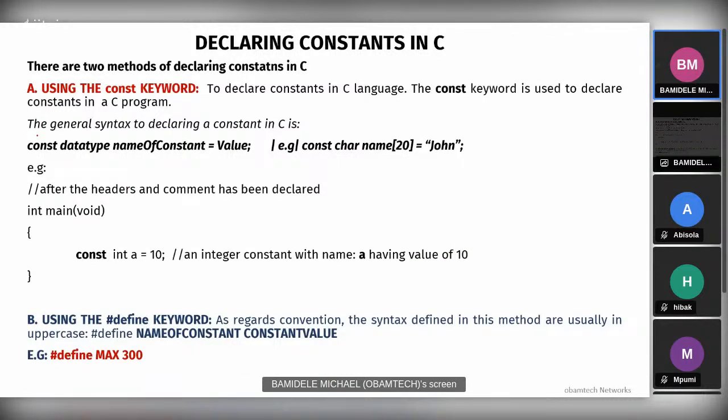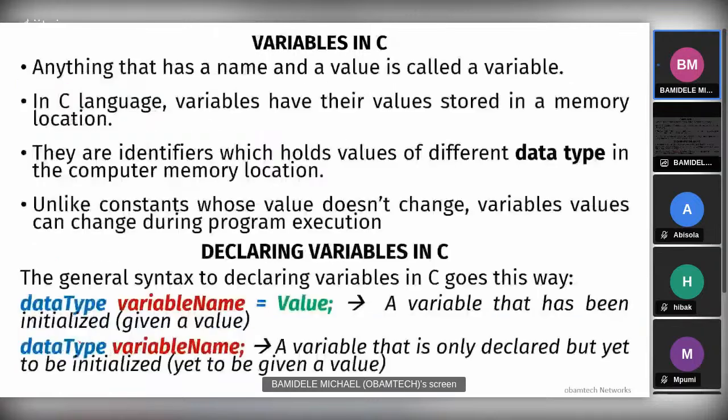This is how to declare a constant in C. We have two ways of declaring a constant: using the const keyword and using the define keyword. As we can see on the screen, this is not where we're going with variables, I'm just doing a quick review.